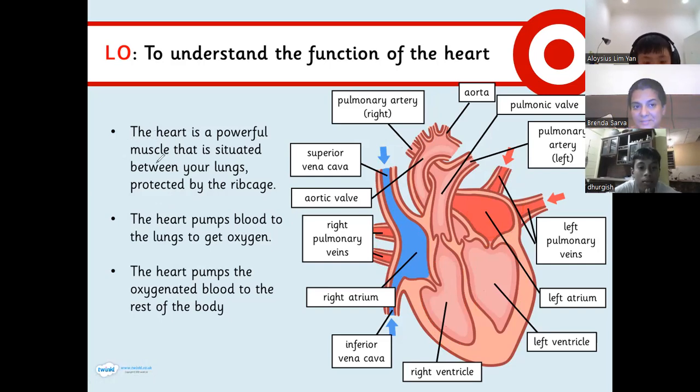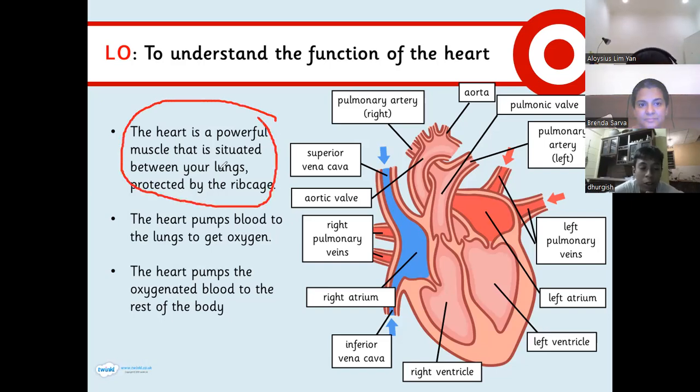Durgesh, can you read this sentence? The heart is a powerful muscle that is situated between your lungs, protected by the ribcage. Rib cage. Okay, rib cage. You touch your body, you can feel the rib cage. I can feel bones. That's called the rib cage.